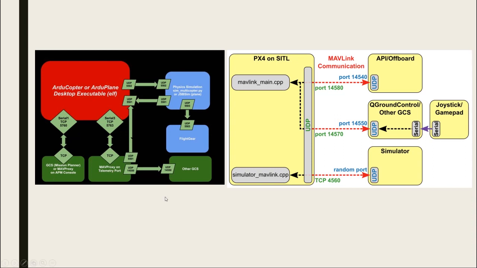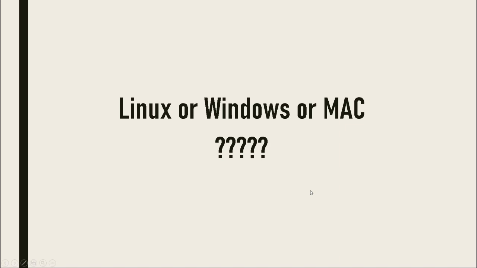The simulator can be either FlightGear, Gazebo, jMAVSim, and so on. This is the architecture behind the scene for PX4 and this one for ArduPilot. Just the same, everything is the same. Everything is happening using UDP.